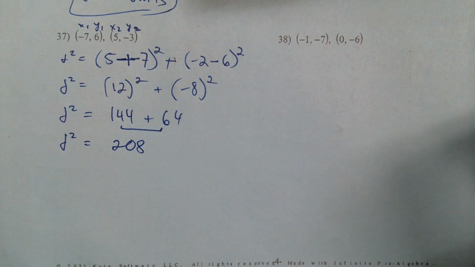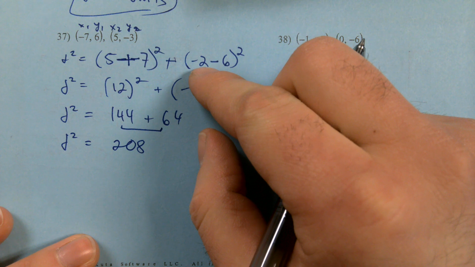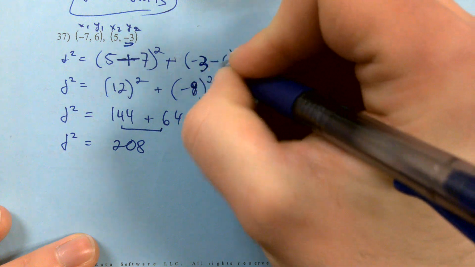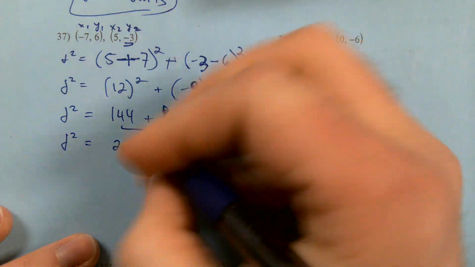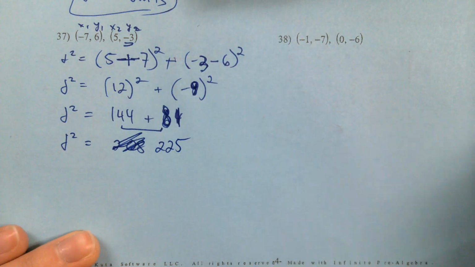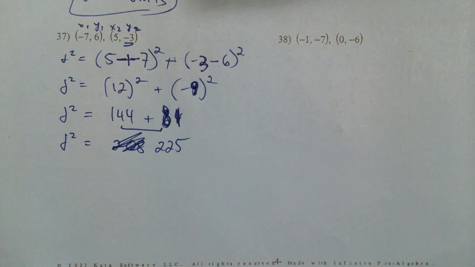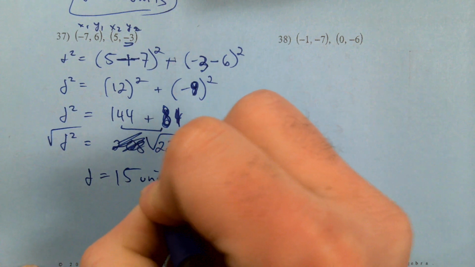Let me just make sure here. I don't want to tell you all the wrong information. What did I do wrong? Oh, where did negative 2 come from? Oh, that should be negative 3. My bad. Negative 3 minus 6 is negative 9. That gives us 81. And that gives us, there we go, that makes more sense, 225 now. I apologize. If I can make a mistake, so can you. So you definitely want to double check your work, right? Square root of both sides gives us d equals 15 units.